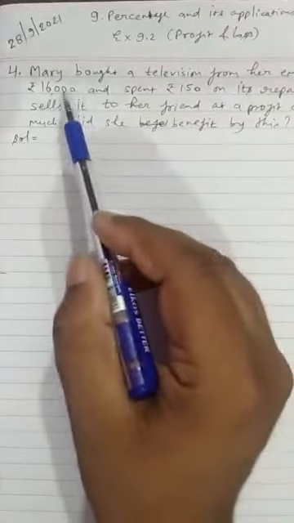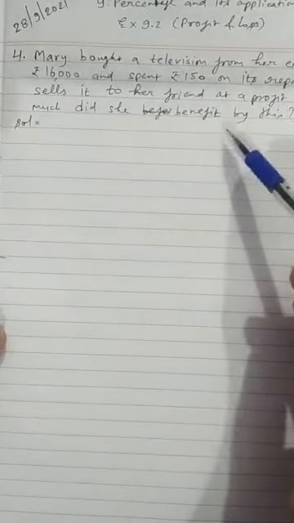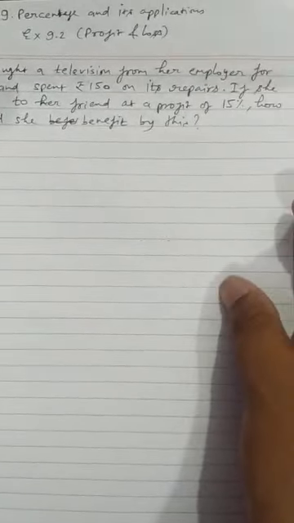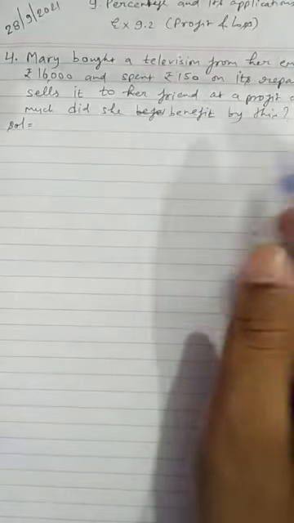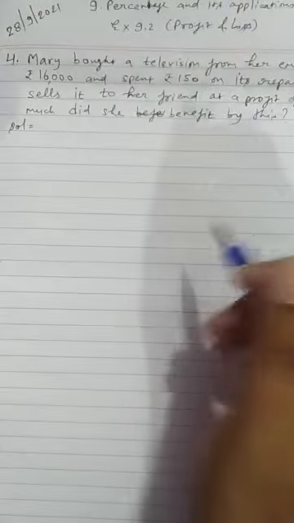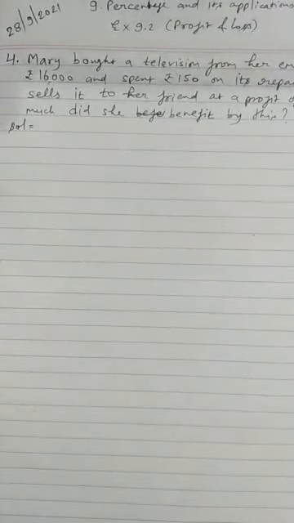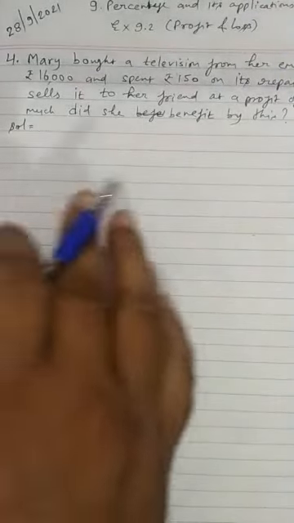Number 4 is Mary bought a television from her employer for rupees 16,000 and spent rupees 150 on its repairs. If she sells it to her friend at a profit of 15%, how much did she benefit by this? So benefit means profit, and the formula for profit is selling price minus cost price.